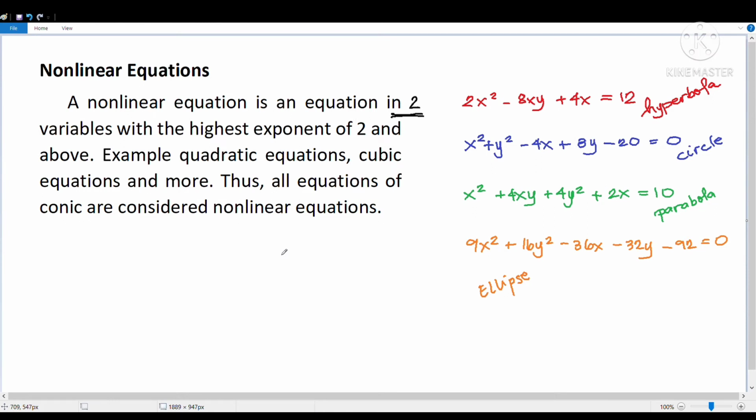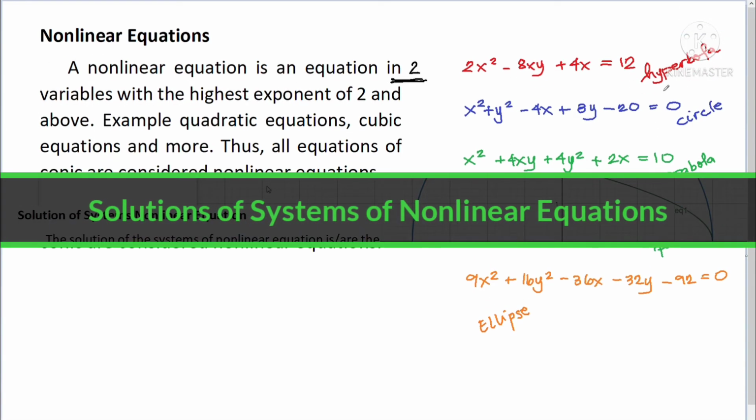Let's continue our discussion with the definition of nonlinear equations. A nonlinear equation is an equation in two variables with the highest exponent of 2 and above. Examples are quadratic equation, cubic equation, and more. Thus, all equations of conic are considered nonlinear equations. Therefore, our previous examples are all nonlinear equations, like the circle, parabola, ellipse, and hyperbola.